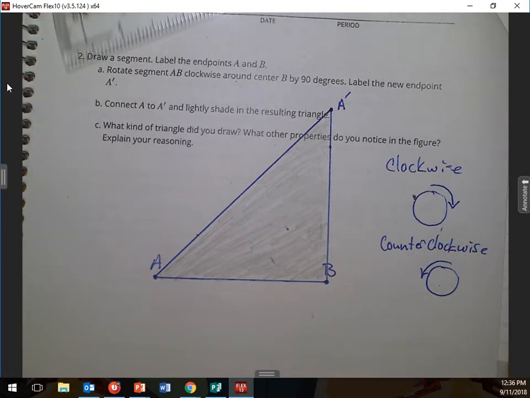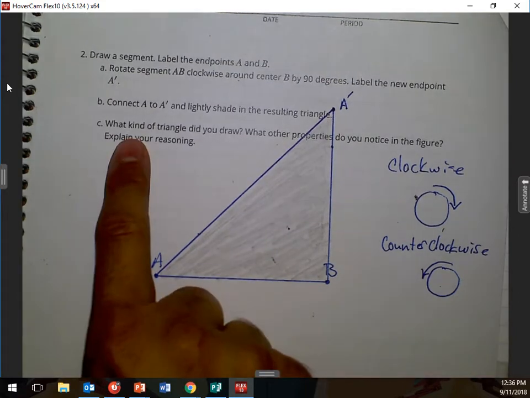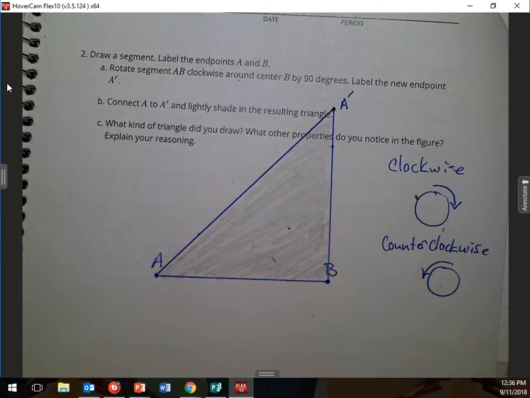There we go. So, lightly shaded. Now, step C. What kind of triangle did we draw? Isosceles. Who said that?